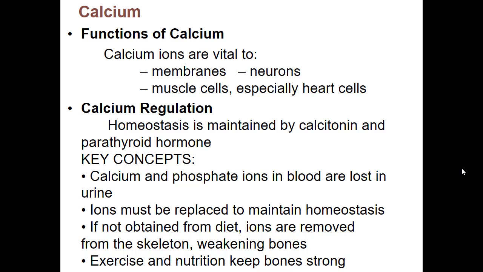So, before I go to my next slide, calcitonin and parathyroid hormone regulate your calcium levels in your blood. We need calcium and phosphate to do lots of things. We do lose some of them in our blood and in our urine, so they have to be replaced all the time, which is why you have to be constantly getting calcium in your diet. If you don't get it from your diet, the parathyroid hormone is going to remove those calcium ions from your bone, making your bones weaker. Now, exercise and nutrition will help keep your bones strong as well. It kind of triggers that calcitonin to work.